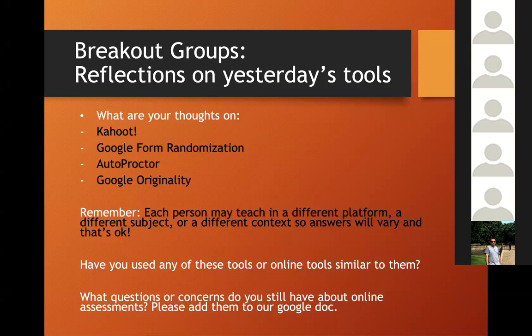In the breakout groups, you're going to discuss your thoughts on Kahoot, Google Form randomization, auto-proctor, or really any proctoring, and Google originality, which is plagiarism, or any other plagiarism sites that you use. And in addition to discussing your thoughts, I would love it if you share your ideas. So if you have a wonderful idea or tool for preventing cheating online, a great website to check for plagiarism, please share it with your group, because this is a wonderful way for us to build resources together.